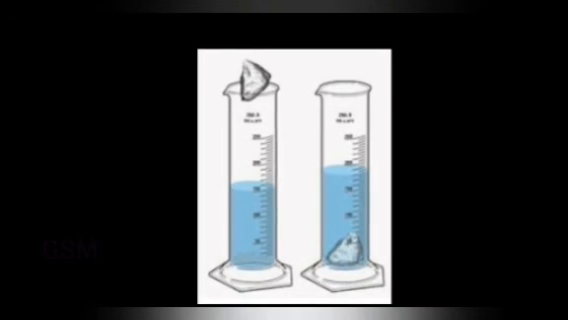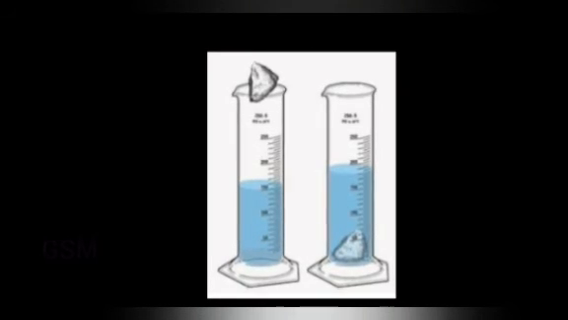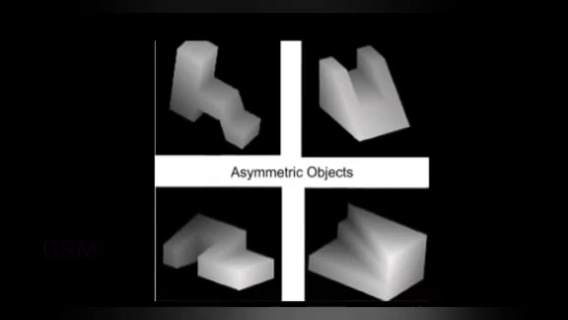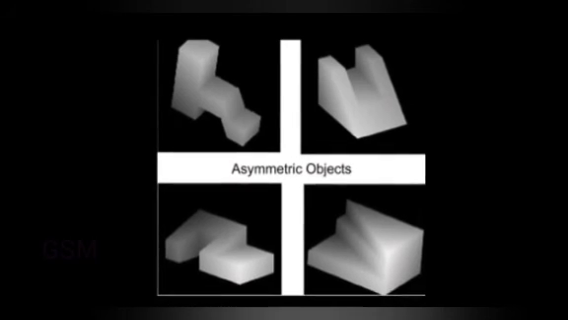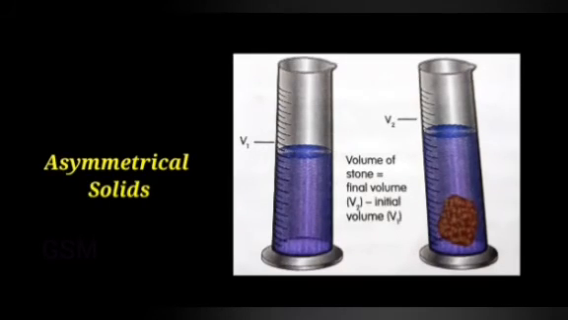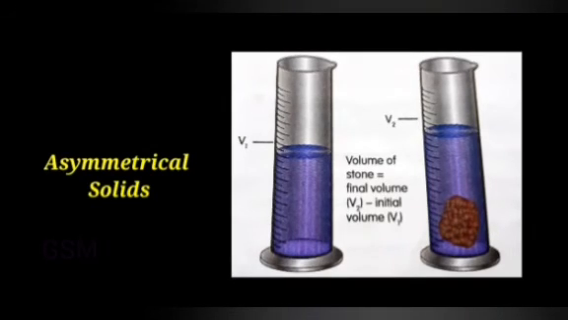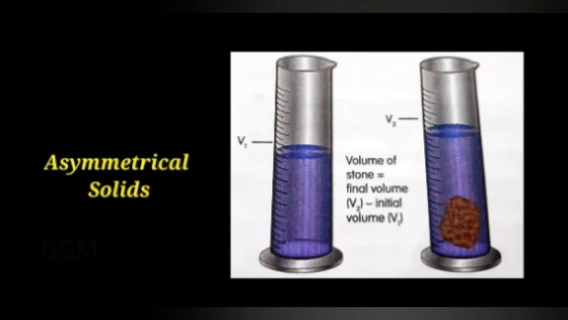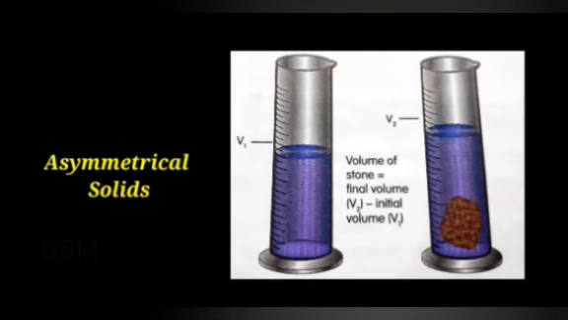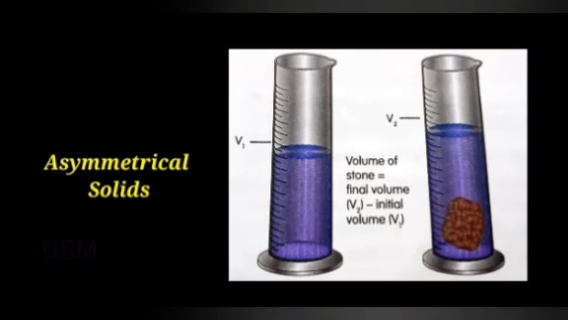Now you are going to find out the volume of asymmetrical solids. Asymmetrical is nothing but irregular solid objects. We are taking a stone. The easiest method to find the volume of any irregular object is through displacement of liquid. The change in volume before and after immersing the irregular object will help us determine the volume of the object.